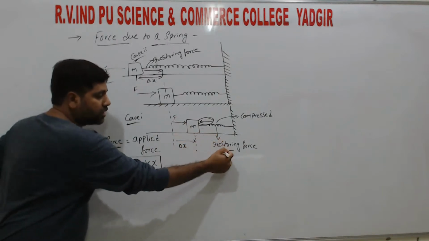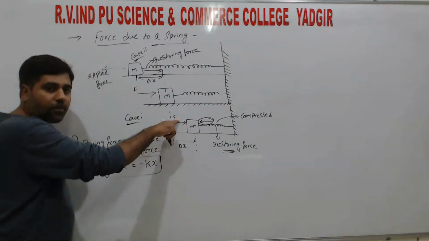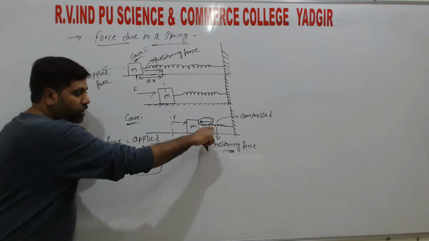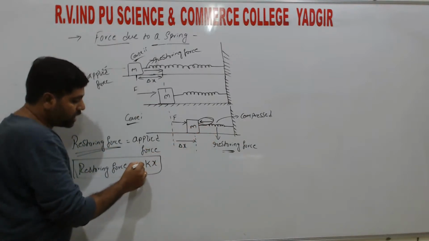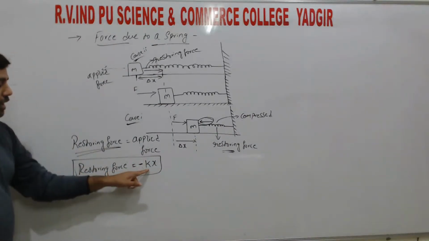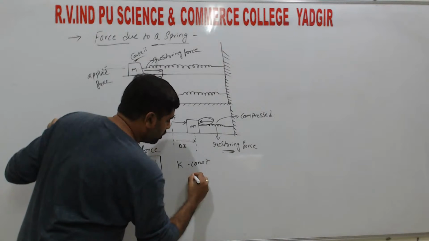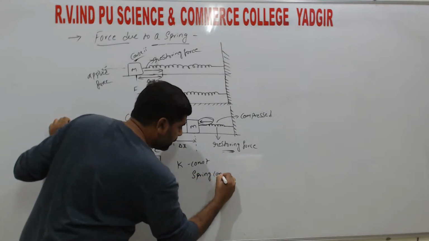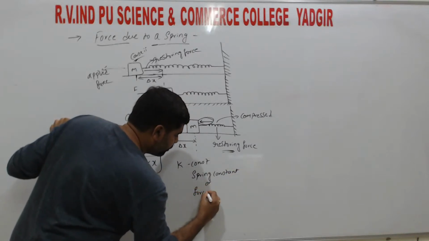We are going to calculate the restoring force, right? So restoring force is opposite to that of the applied force. That means it is opposite to that of the displacement. So the restoring force acts in this direction, opposite to the displacement. That's why we have taken minus, where k is a constant. So that constant we call spring constant or force constant.